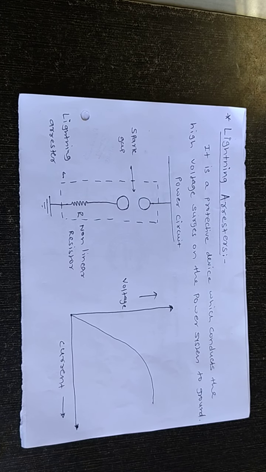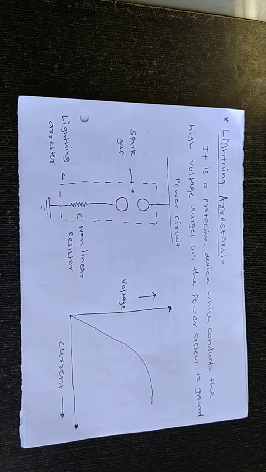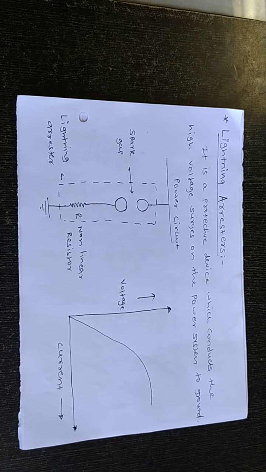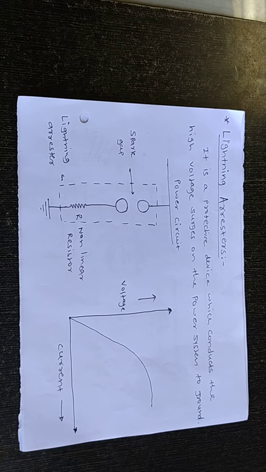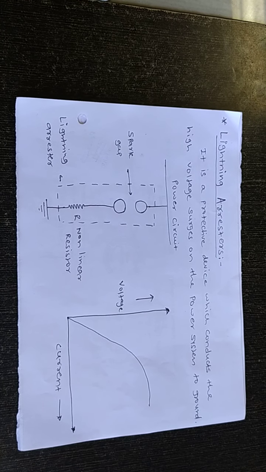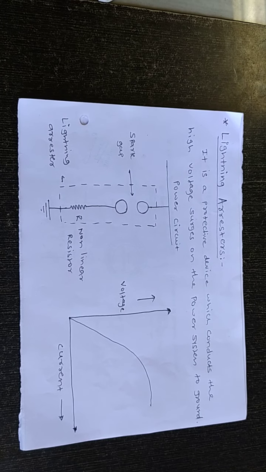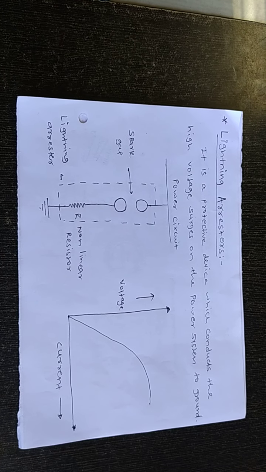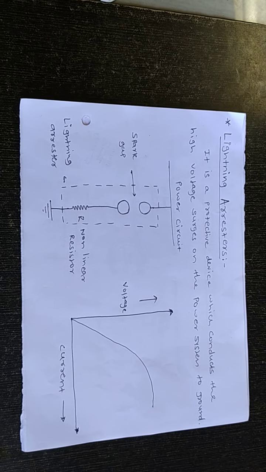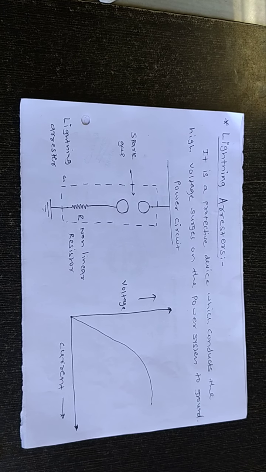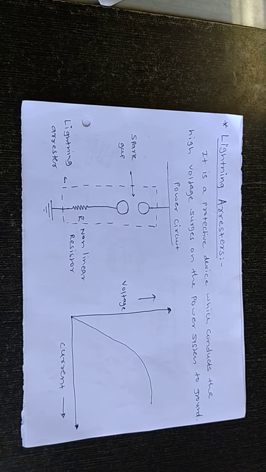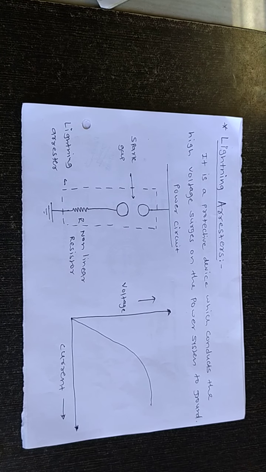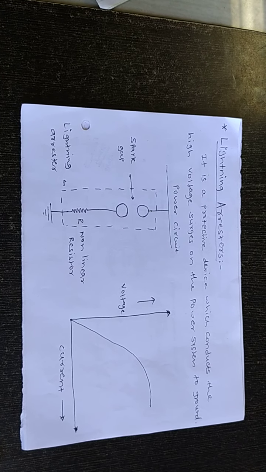As shown in the image, a spark gap is present in the lightning arrestor and it is connected to the ground, and R is the non-linear resistance. The voltage current characteristic of the lightning arrestor is shown in the second figure. Whenever an overvoltage occurs on the transmission line, the lightning arrestor carries it and it is earthed.